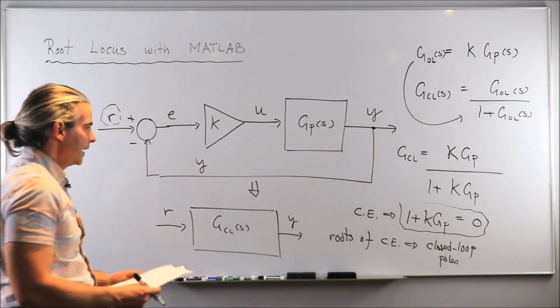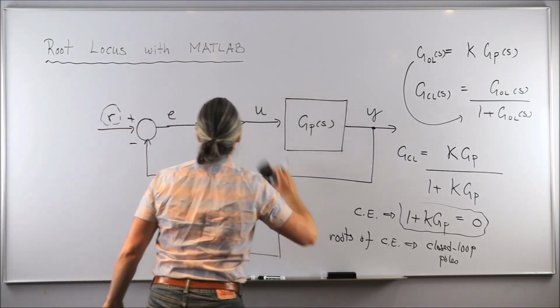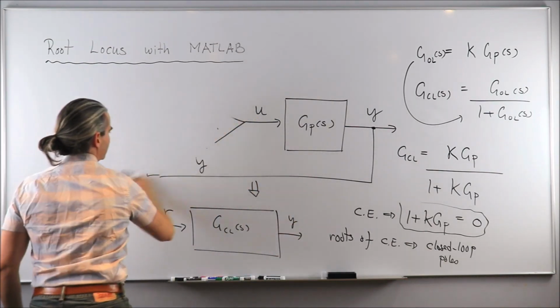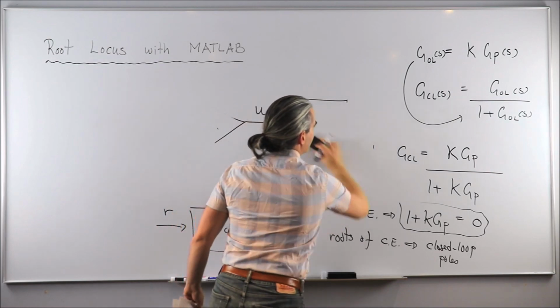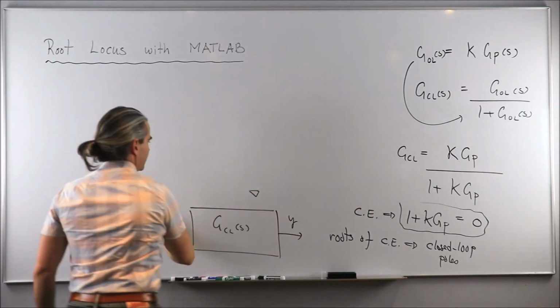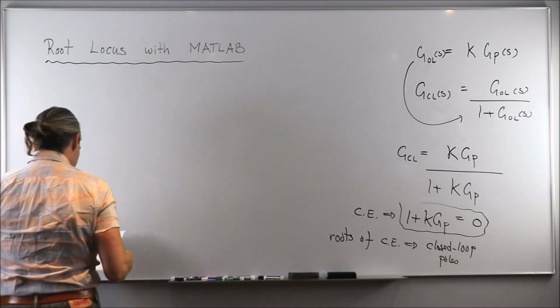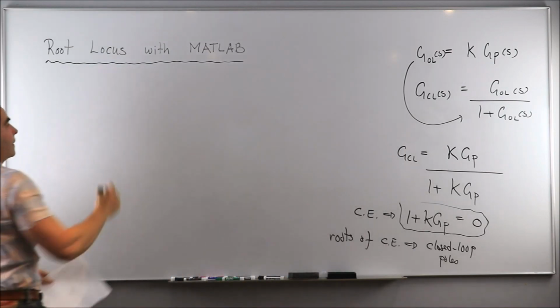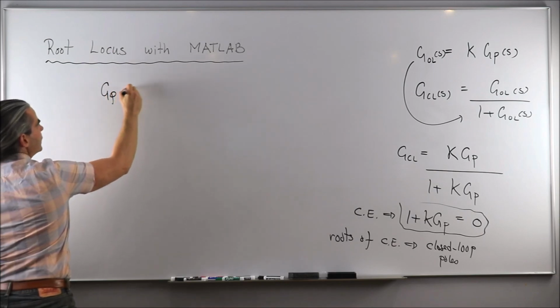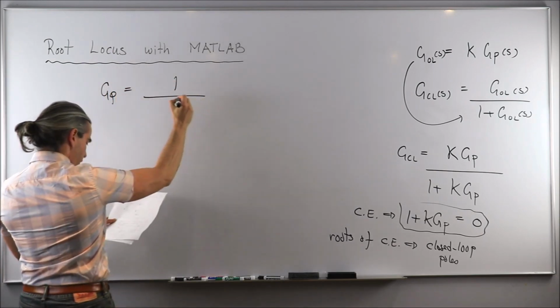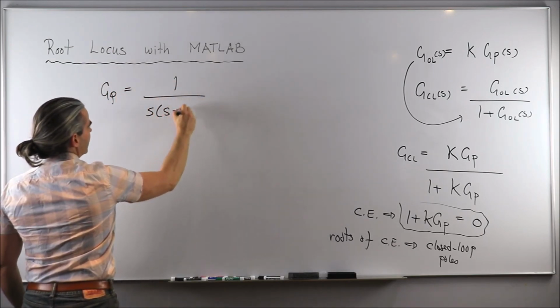Excellent. And then we had looked at a particular example, just to put that in context. Our first example we had solved the root locus for was G of P equal to 1 over S times S plus 1.